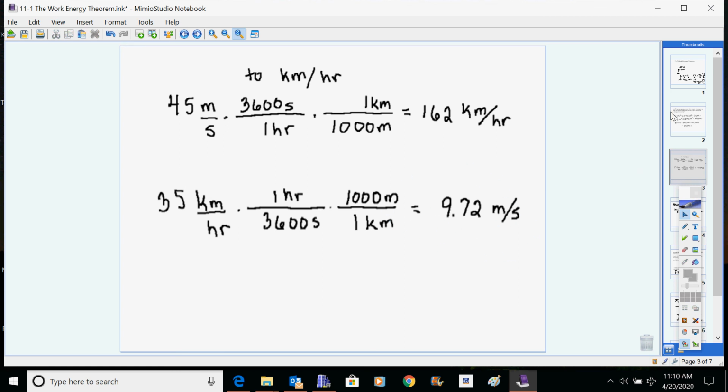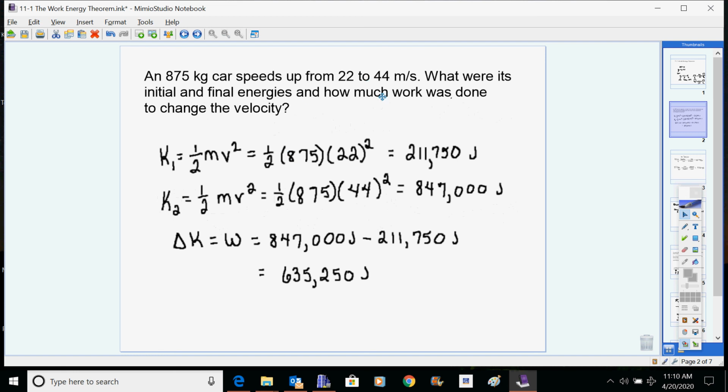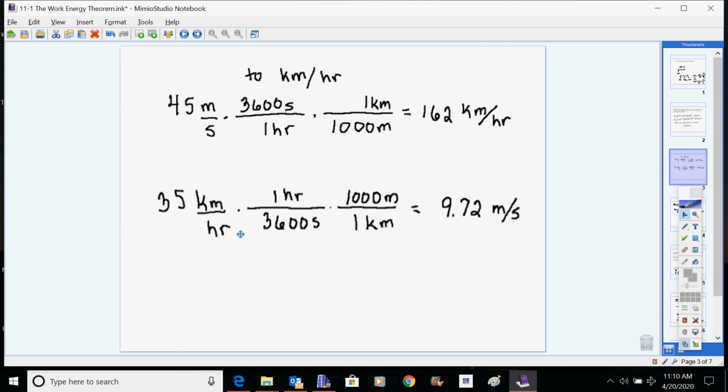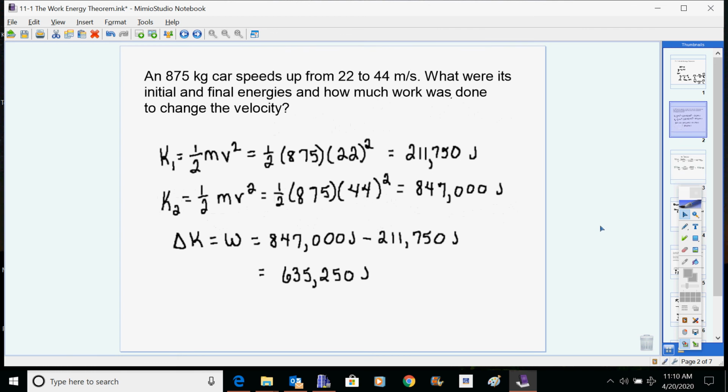Remember, whenever you're doing a problem like this, you've got to have these units in meters per second or it doesn't work as far as that goes. So if you have kilometers per hour first, change it. So there's some good thinking questions in practice problems 1 through 4.